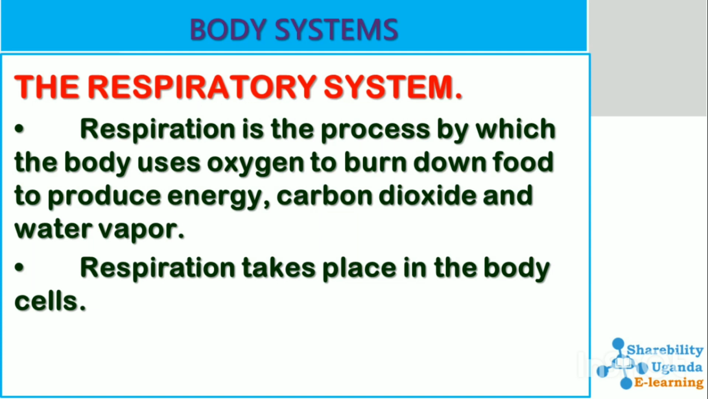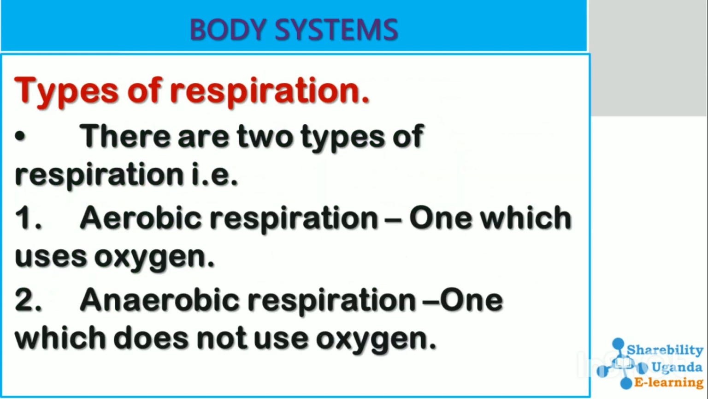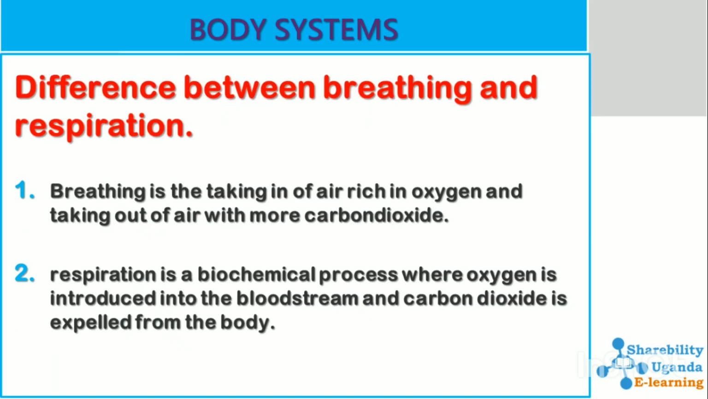However, let us begin by understanding what respiration is. Respiration is the process by which the body uses oxygen to burn down food to produce energy, carbon dioxide, and water vapor. Respiration takes place in the body cells. We have two major types of respiration: aerobic respiration and anaerobic respiration. Aerobic respiration is one which uses oxygen, and anaerobic respiration is one which does not use oxygen.